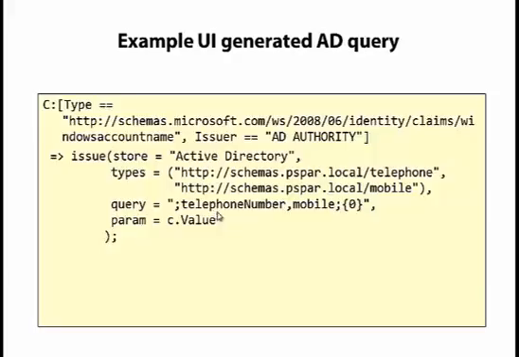Here is the query for telephone number and mobile attribute, and they are assigned to the claim types listed here above. Here's the telephone number and there's the mobile. There is no possibility to specify other XML attributes like the claim properties as you would see them in your .NET claim class.